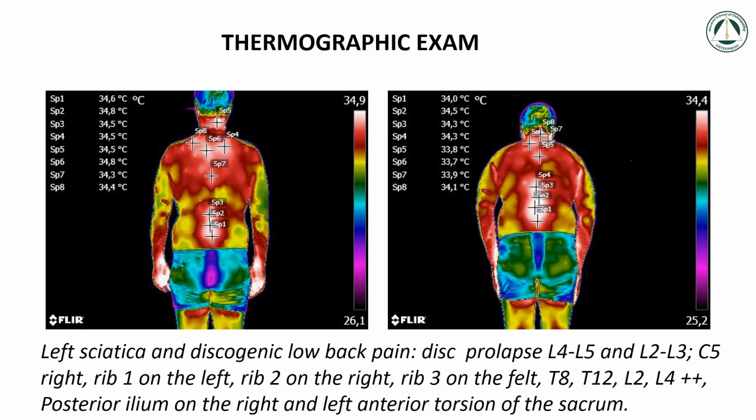Thermographic exam is interesting in osteopathy. This patient presents a left sciatica and discogenic low back pain by disc prolapses L4, L5, and L2, L3. The somatic dysfunctions are C5 on the right, rib 1 on the left, rib 2 on the right, rib 3 on the left, T8, T12, L2, L4, posterior ilium on the right, and left anterior torsion of the sacrum.